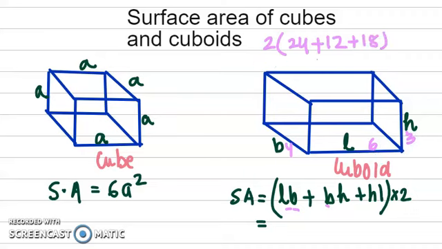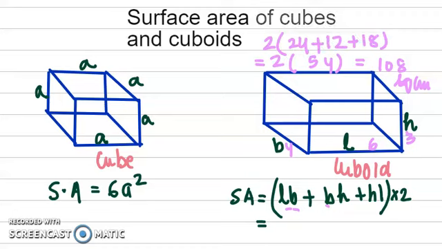Now you just add them: 24 plus 12 plus 18 gives 54. Then 54 times 2, that is 108. So 108 square centimeters should be the area. And now we have got the area using the formula.